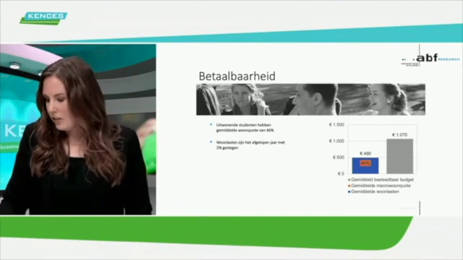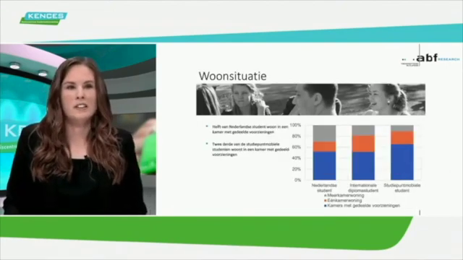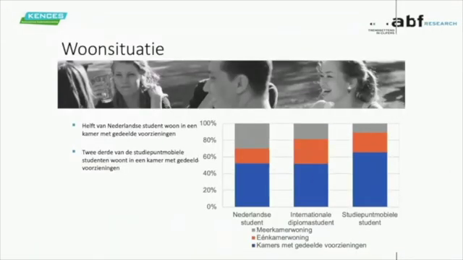Verder nog op die uitwonende student, hoe wonen ze dan? Nou, hierin zien we verschillen tussen de Nederlandse studenten en de internationale studenten. Ongeveer de helft van de Nederlandse studenten woont in een kamer waarbij ze voorzieningen delen met huisgenoten. En bij bijvoorbeeld die studiepunt mobiele studenten ligt het aandeel veel hoger. Daar woont ongeveer zo'n 2/3 van deze studenten in een kamer met gedeelde voorzieningen.